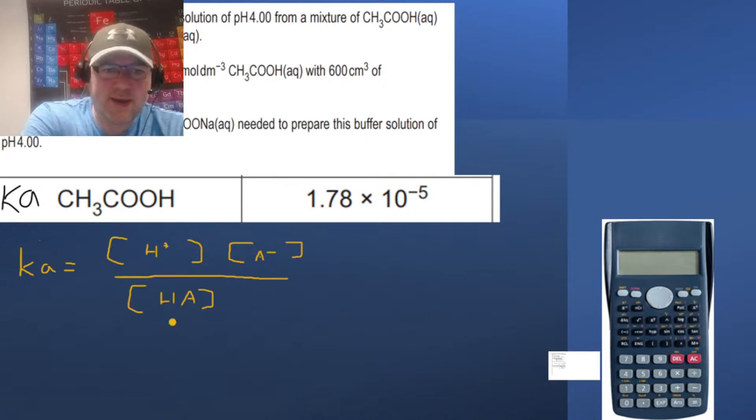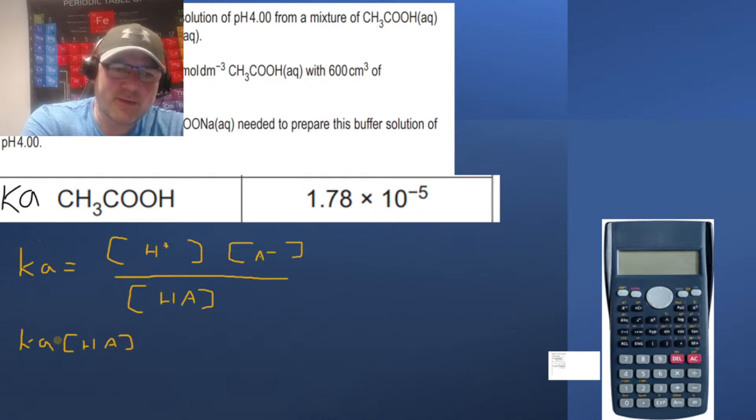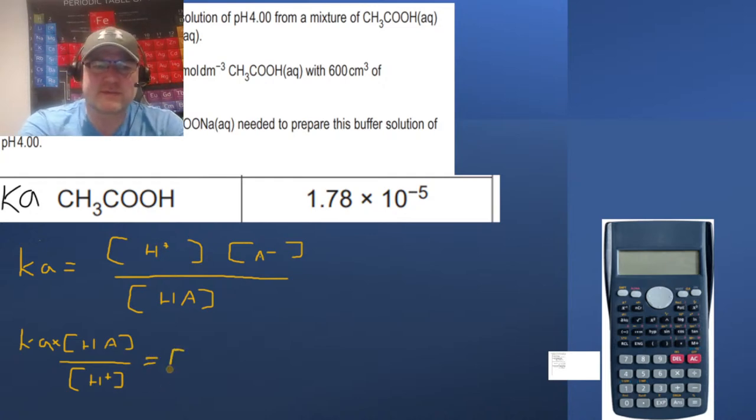Well, I can first of all go Ka times the acid, exactly what we would do normally, but this time instead of dividing by the salt, we're going to divide by the H plus concentration like that. Okay, and that's going to give us the salt. So that would be the rearrangement in this situation.